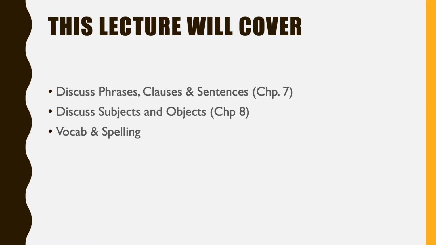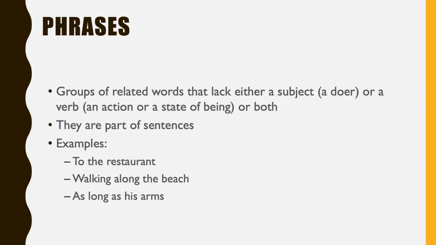So first I want to start off by talking about phrases. Phrases are groups of related words that lack either a subject, so this is the doer, or a verb, that's the action or state of being, or possibly both. They are parts of sentences, but they are not the whole sentence. Some examples are: to the restaurant, walking along the beach, as long as his arms. We can tell that these are not complete thoughts. Phrases are not complete thoughts because they don't have the subject, the verb, or both.